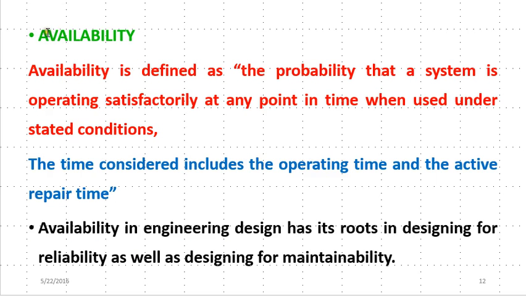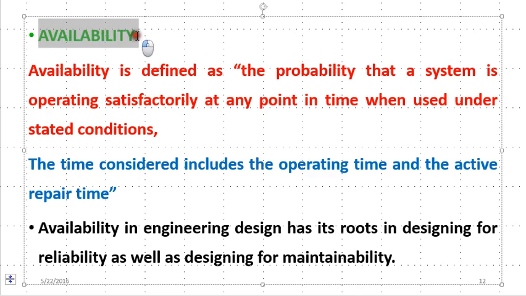Now we go to the definition of another term, that is the availability. The availability of a system is also defined as the probability of that system to operate satisfactorily at any point in time when it is used under stated conditions. That is, the probability for that system to work normally with good efficiency when operated under given conditions. That probability is what we call the availability.